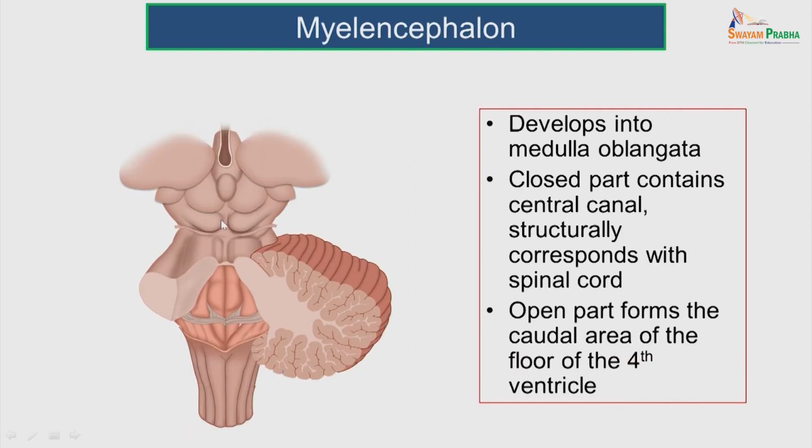Now, coming to the myelencephalon. The myelencephalon develops into the medulla oblongata. The medulla oblongata has a closed part, which contains the central canal. It is like a spinal cord, whereas the open part forms the caudal area of the floor of the fourth ventricle.